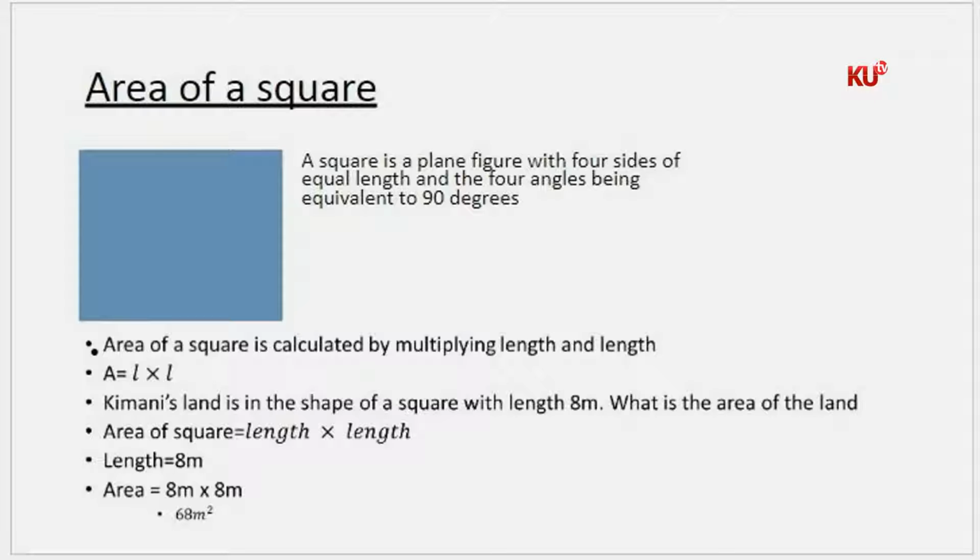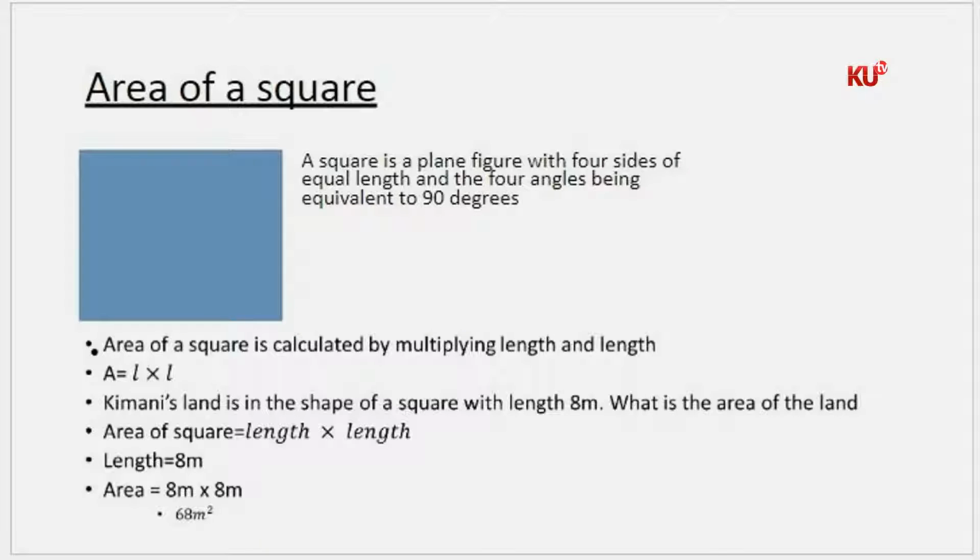Area of a square is length times length. As you can see on your screen, that is the square, and the question there is asking: Kimani's land is in the shape of a square with the length 8 meters. What is the area of the land?